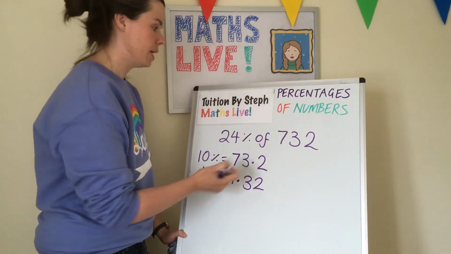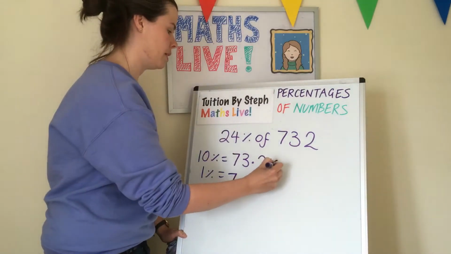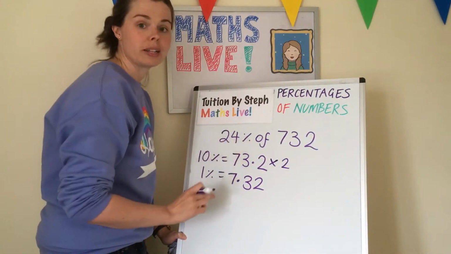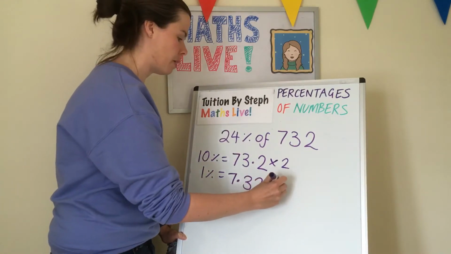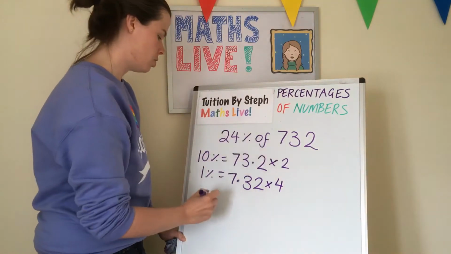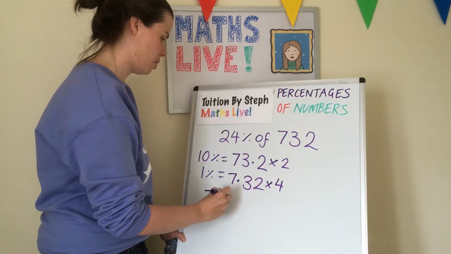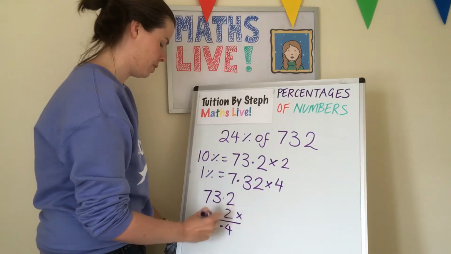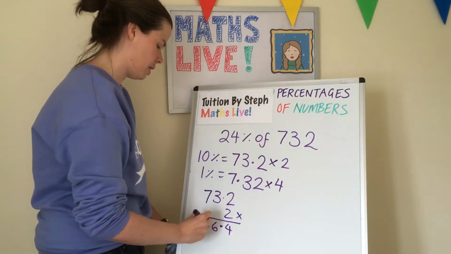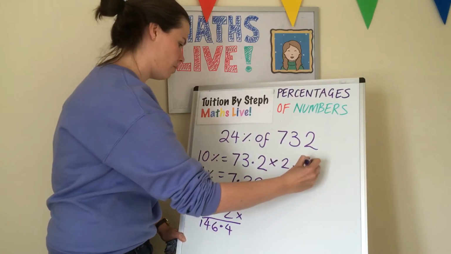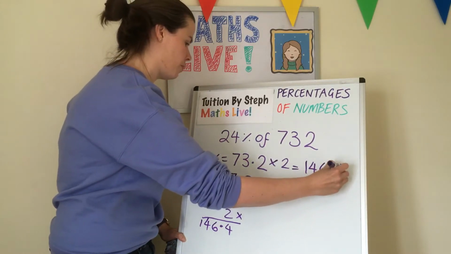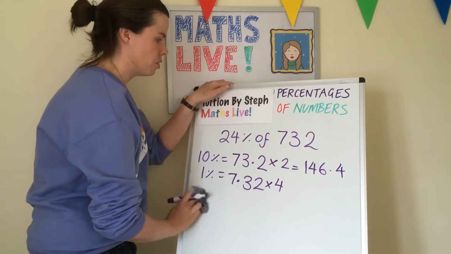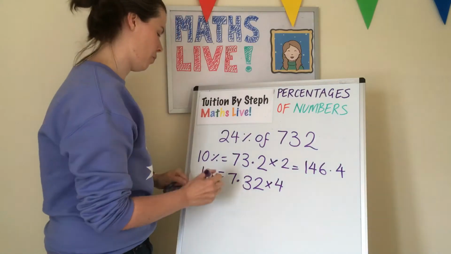I'm not finding 10%, I'm finding 20%. So I'll need to times that value by 2 to get 20%. I'm not finding 1%, I'm finding 4%. So I'll need to times that value by 4 to get the 4%. So let's do the calculating. So 73.2 times by 2. So 2 2s are 4, 3 2s are 6, 2 7s are 14. So that's 146.4. Okay? So I now know that 20% of 732 is 146.4.